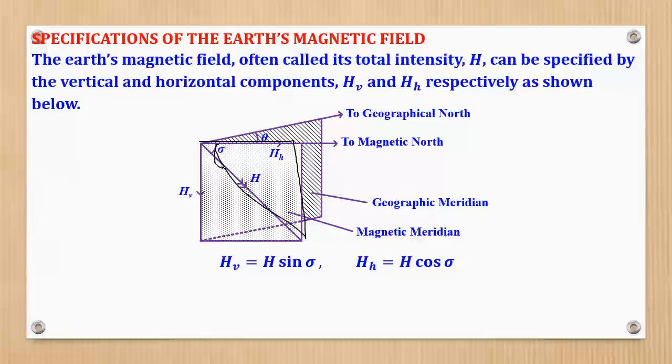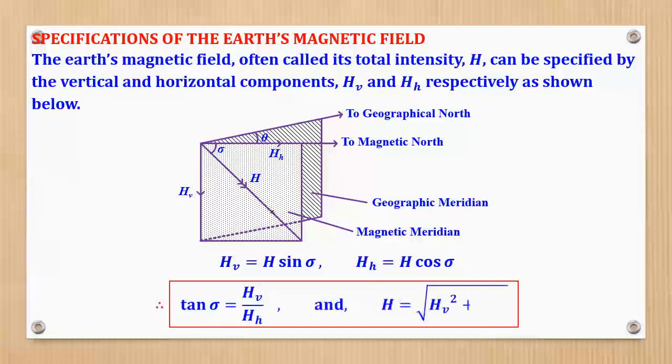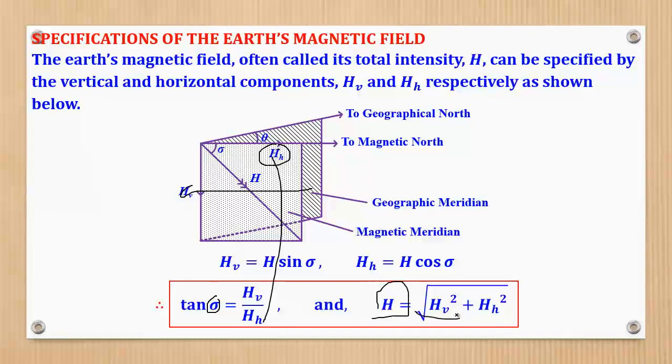So I can say cos theta is equal to adjacent over hypotenuse, which gives this, or sine sigma. So sine sigma will be equal to opposite over hypotenuse, which is this, and cos sigma will be equal to adjacent over hypotenuse, which is that. So that implies that also tan sigma will be equal to HV, which is the opposite, over HH, which is the adjacent. Then by Pythagoras theorem, resultant will be got by this expression.